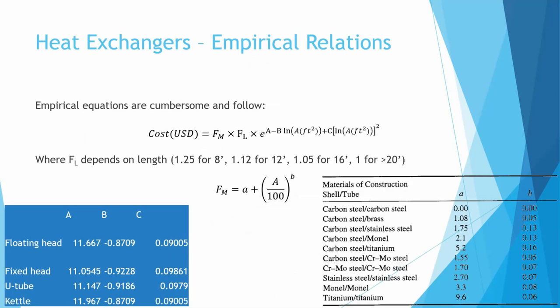It's not going to be the same as the equation I showed you before. It's going to look like this, because now I have to add F sub L depending on the length. And then the S is A, the area in feet squared. F sub M again is the material factor, which you can look up, and is going to be equal to this. And I'm giving you everything you need in this chart here.